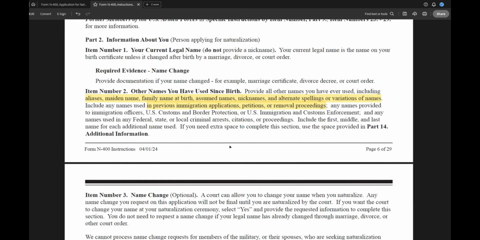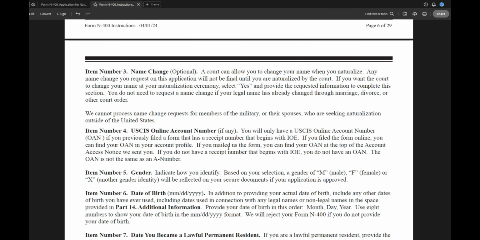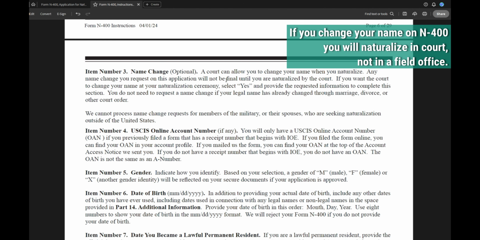One note about name change, which you should also read about in the form instructions on page 7, you will not be able to naturalize in a USCIS field office location. Your naturalization ceremony will occur in a court in front of a judge who will then approve your name change as well as your citizenship.